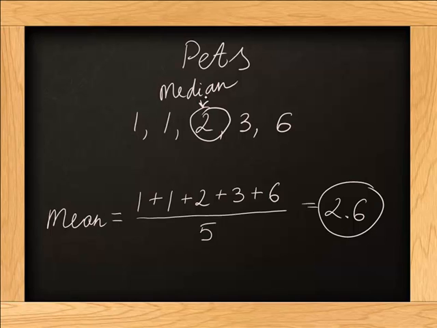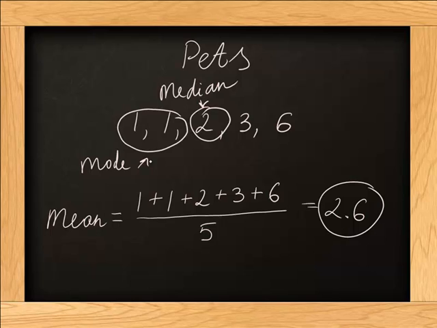And what is the modal number of pets? The value that occurs most often in this data set is 1. Mode. As you can see, this is not a very good average to describe your data set, as most of your friends have more than one pet.